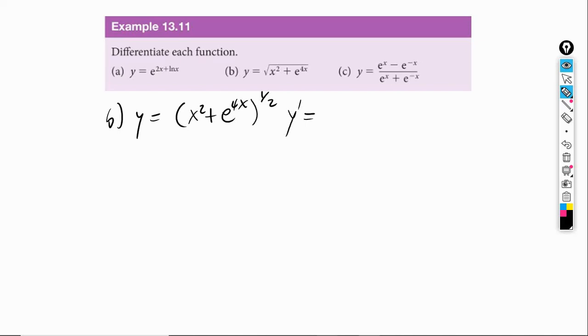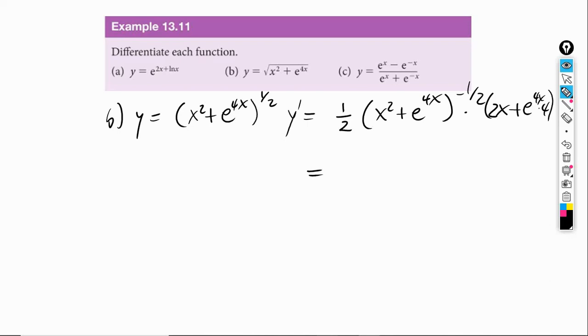So the derivative will equal 1/2 times x squared plus e to the power of 4x to the power of minus 1/2 times, remember, the derivative of the inside. And the derivative of the inside is going to be 2x plus e to the 4x times 4.